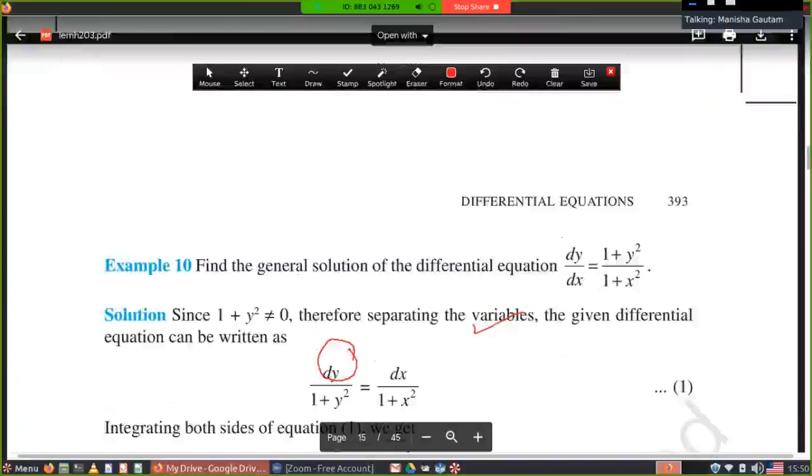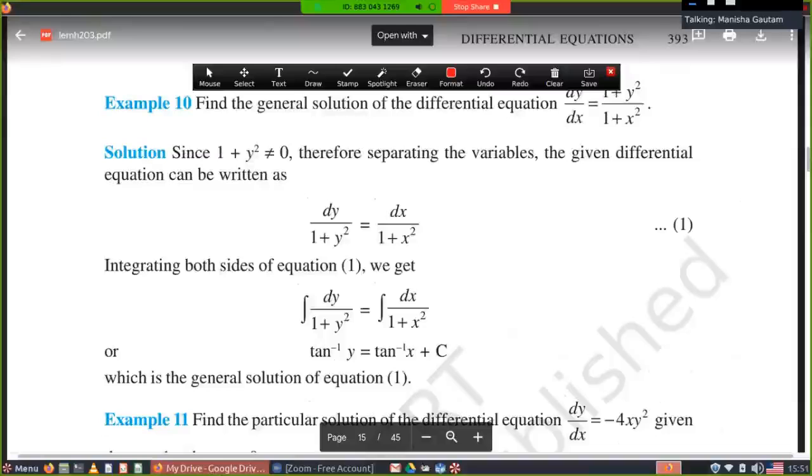Now second example, find the general solution of dy upon dx is equal to (1 plus y square) upon (1 plus x square). Now arrange the statement according to the variable separable method. Take the terms of y with dy and the terms of x with dx. Now you can take dx to this side and (1 plus y square) should be on the left hand side. Now taking integration on both sides, integration of 1 upon (1 plus y square) is tan inverse y, and this is tan inverse x plus constant.